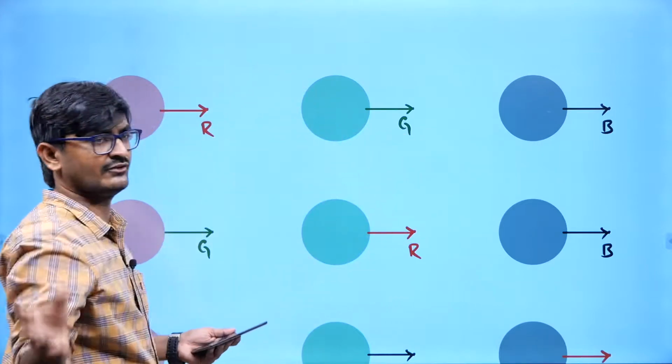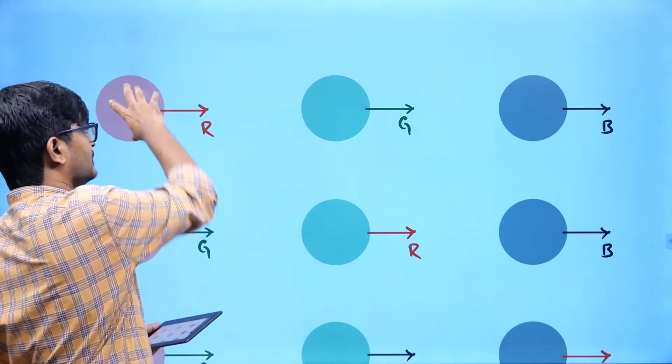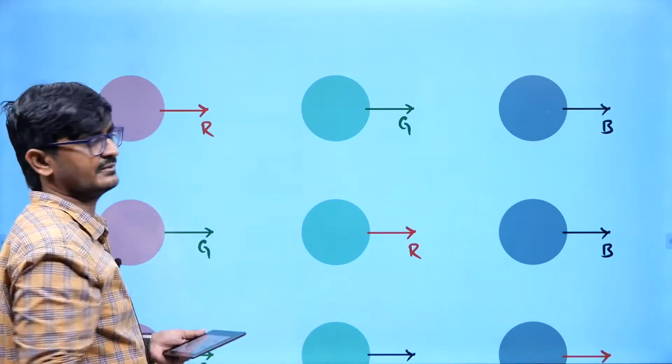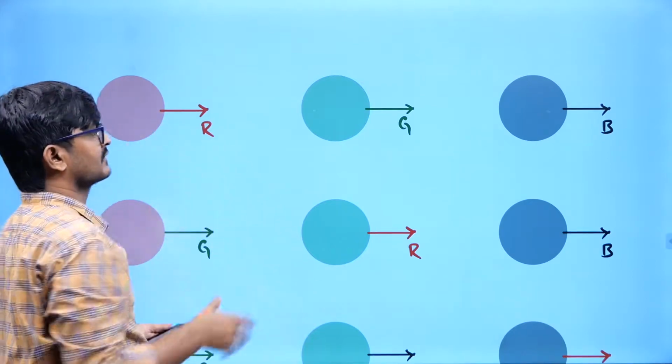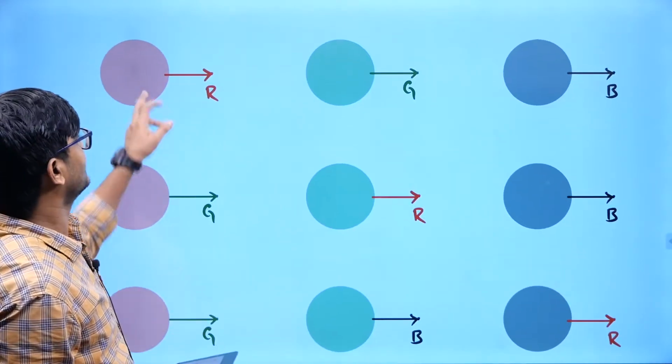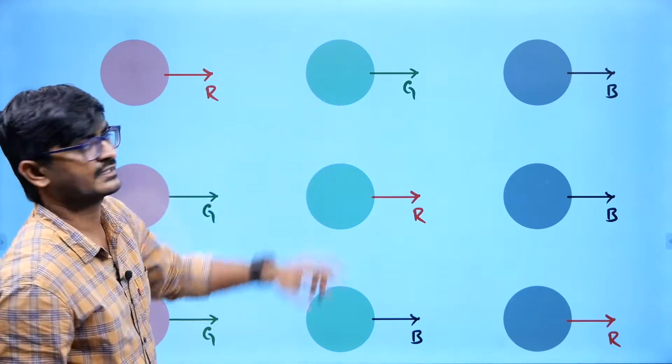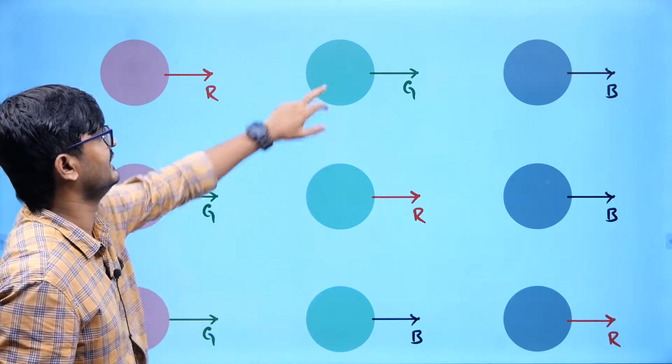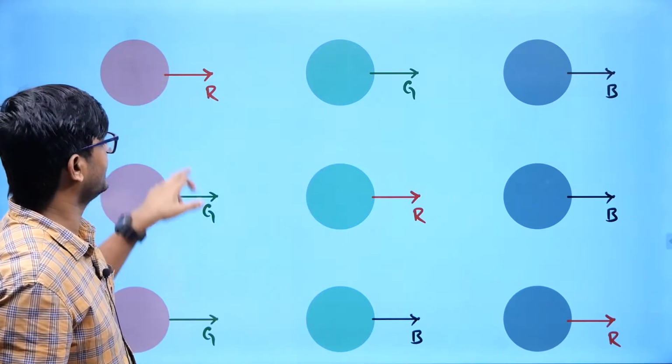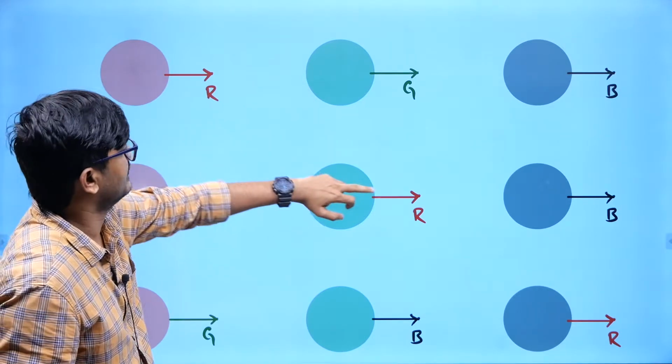I don't know how they will be visible in video, but whatever R I have kept, that is going to be red. Now I am just assuming there is a collision happening between these two. If there is a collision happening between these two, what will happen? They will interchange their velocities. So this will be getting g velocity, this will be getting r velocity.